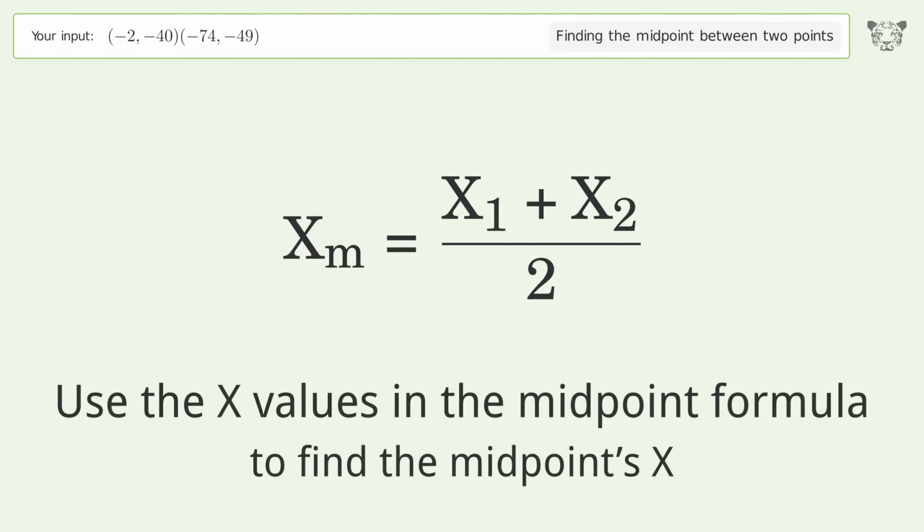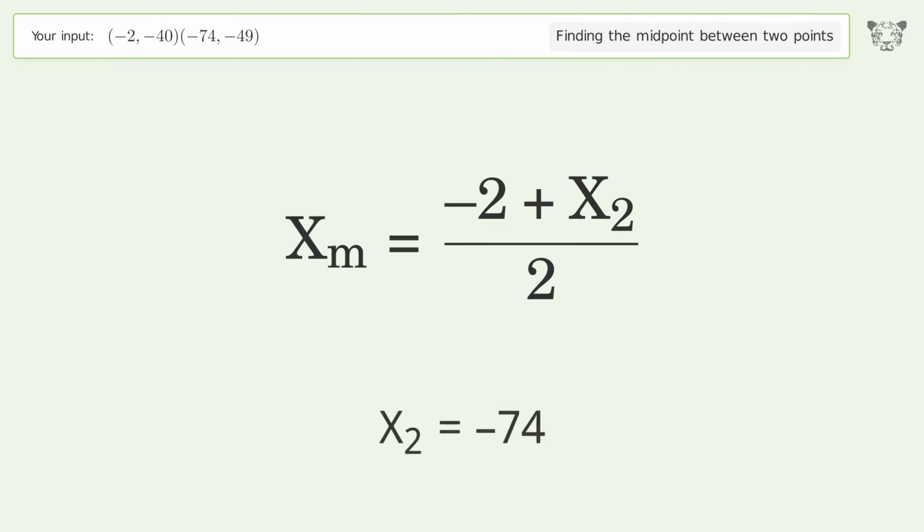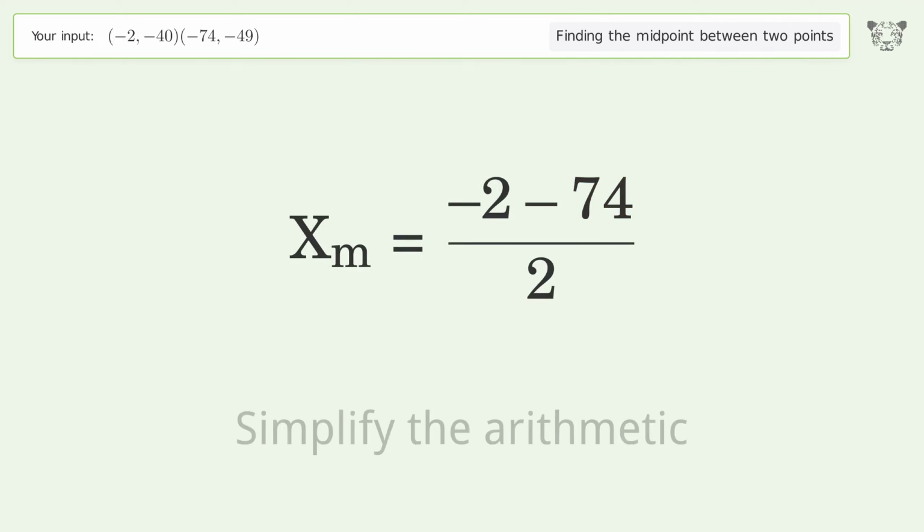Use the x values in the midpoint formula to find the midpoint's x. x1 equals -2. x2 equals -74. Simplify the arithmetic.